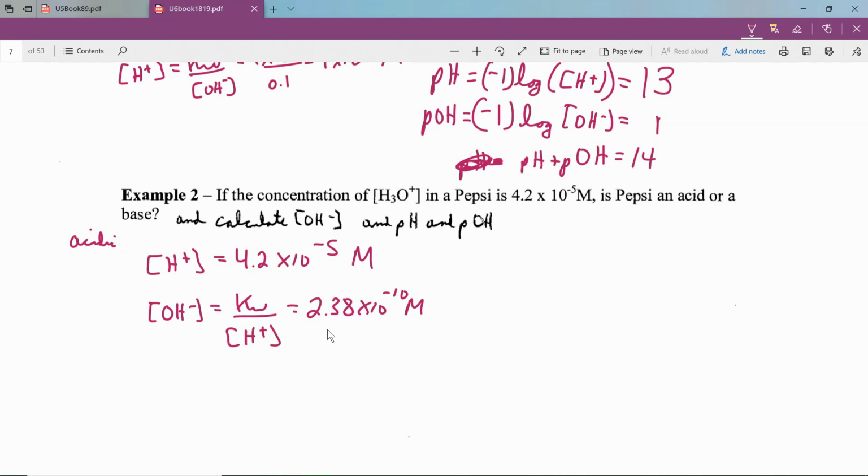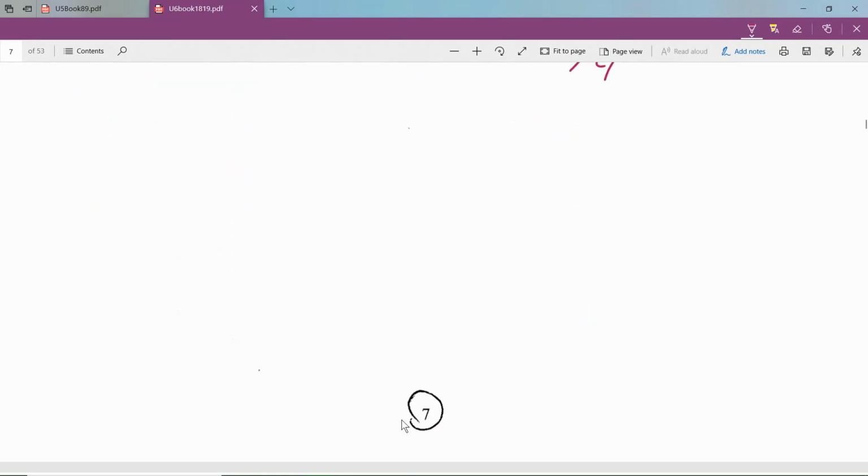Okay, let's see, the pH is the negative log of 4.2 by 10 to the minus 5. 4.38. Typically pHs are given to 2 decimal places, so I'm going to do that. It's less than 7, which is good. That means it's acidic. And the pOH is the negative log of the OH minus, 2.38 by 10 to the minus 10, which is 9.62. And lo and behold, when I add pH and pOH together, I get 14, which I have to. And that's the rule. I can prove it mathematically if you'd like.